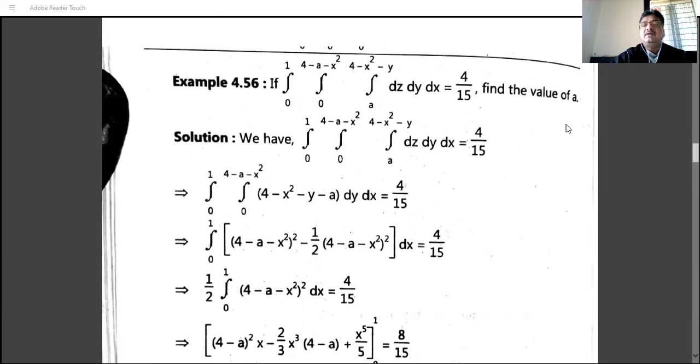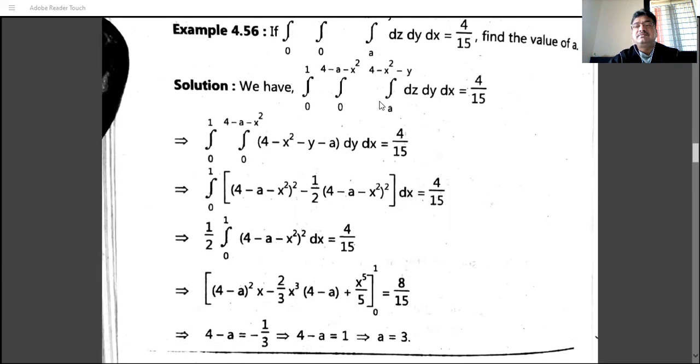This, and we have to find the value of a. The answer is given. So we integrate with respect to z first. The integration of 1 dz is z, and then the value at the upper limit and the value at the lower limit. So this is the value at the upper limit, and this is the value at the lower limit.